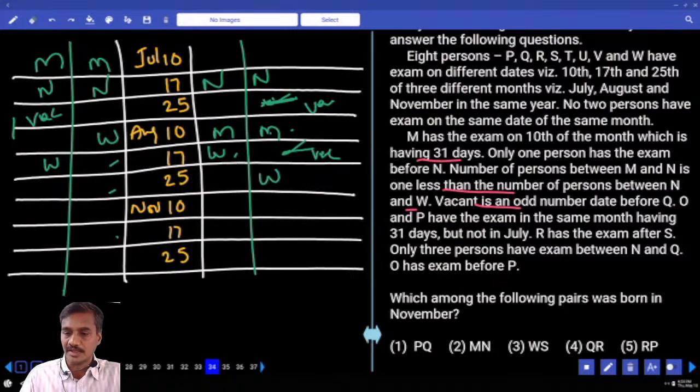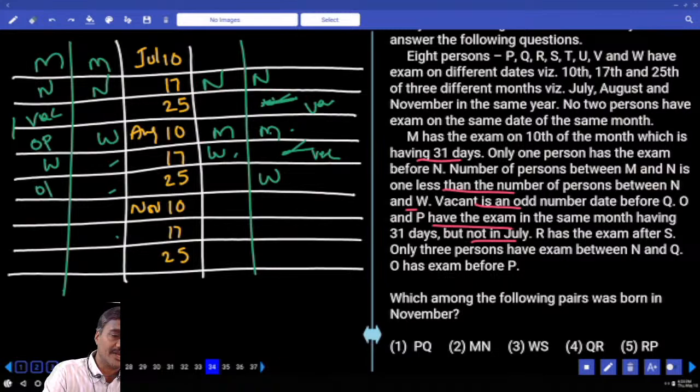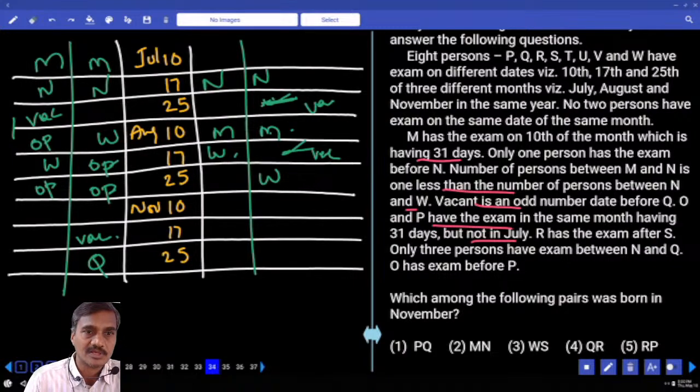The next one, and O and P have the exam in the same month having 31, but not in July. Not in July, but 31, O and P must be in the same month. That means O and P must be in the month of August. Now here O and P must be in the month of August. Here, if O and P were like this, vacant is on an odd number date. Hence this must be vacant. Now this is vacant before Q. Q will be here. Is it clear? Vacant is before this Q on an odd number date.